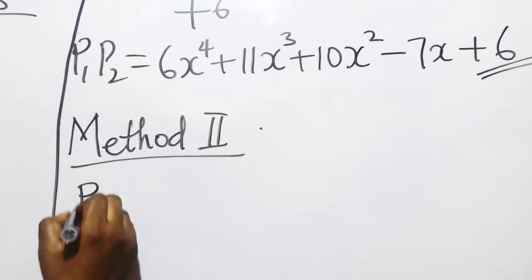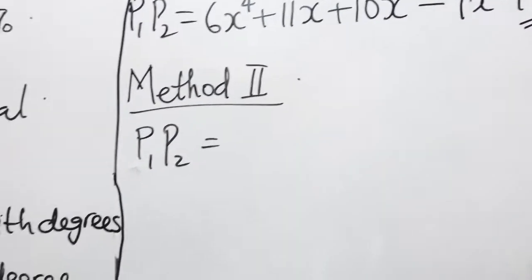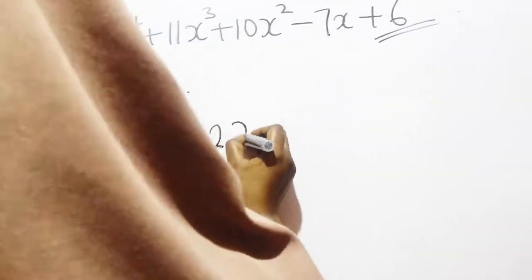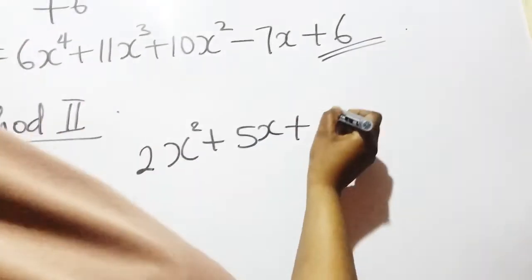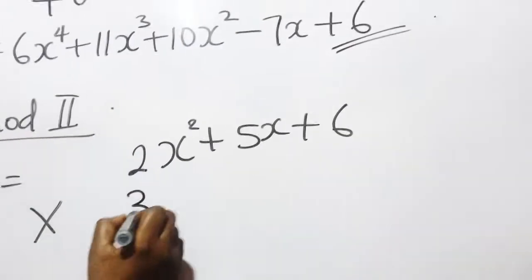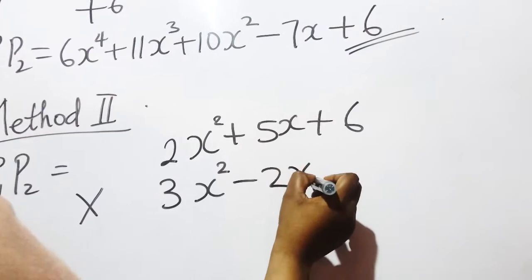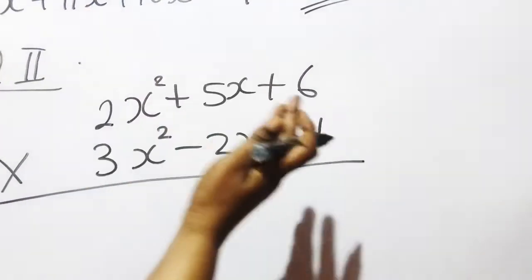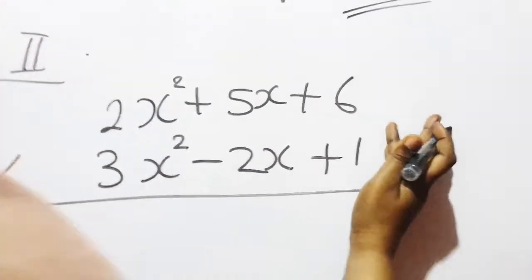So we want to find P1 multiplied by P2. So we are going to use long multiplication. So 2x squared plus 5x plus 6 multiplied by 3x squared minus 2x plus 1. So we are starting from the back now. We are multiplying it backwardly.